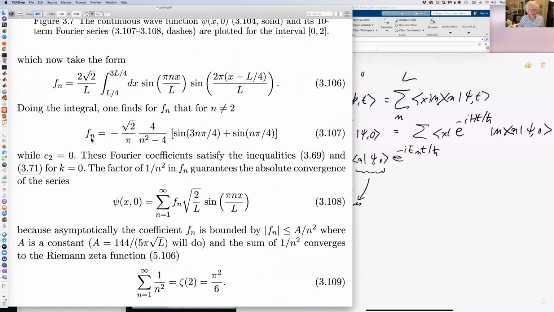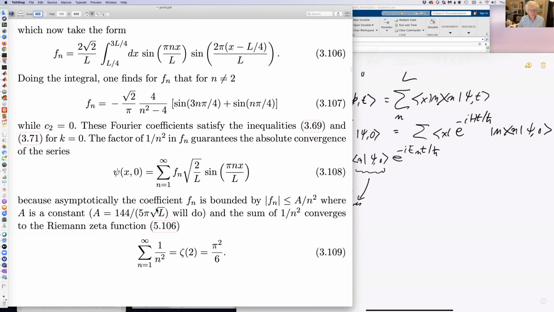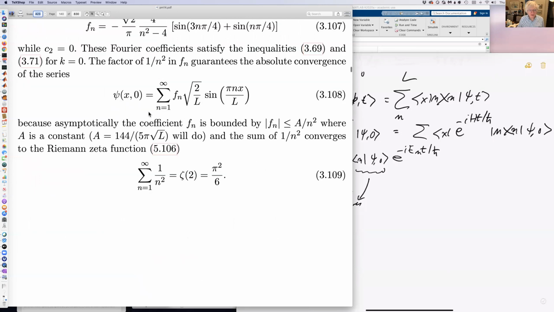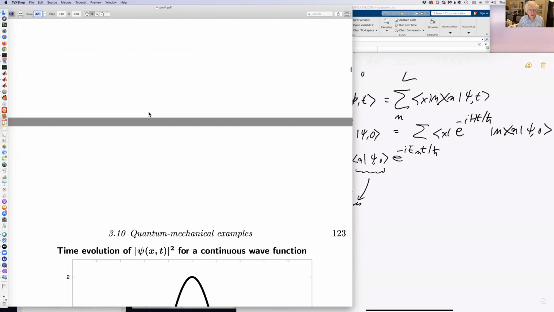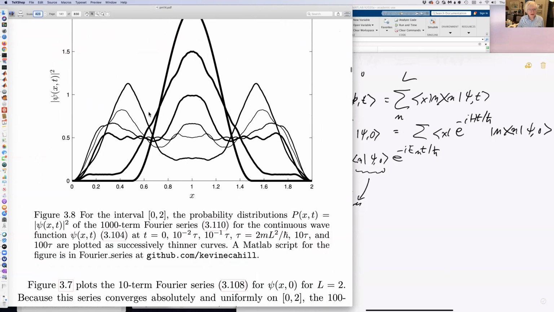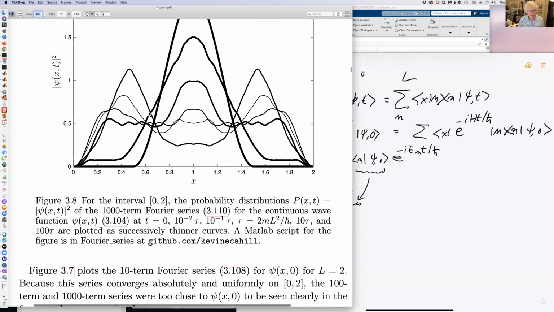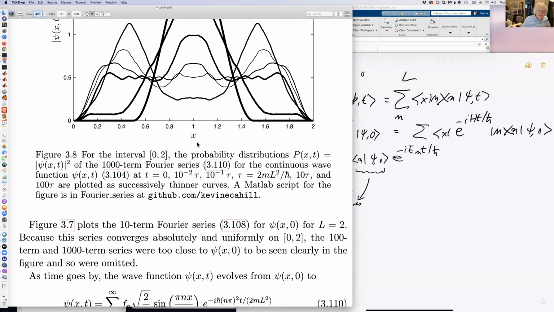So the coefficients, the FNs, are the coefficients of the initial continuous wave function, and they are ones that go down as 1 over n squared, so it's a convergent sequence. And as it evolves with time, it looks like this.